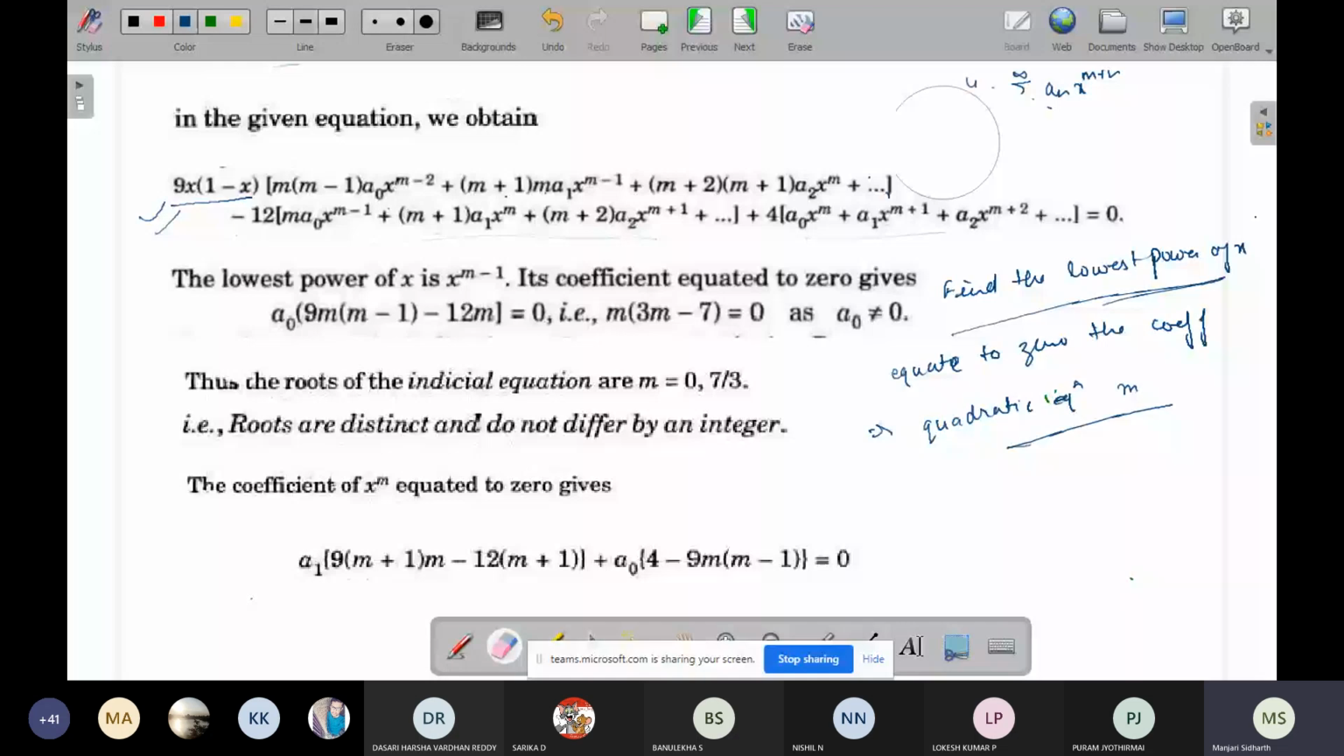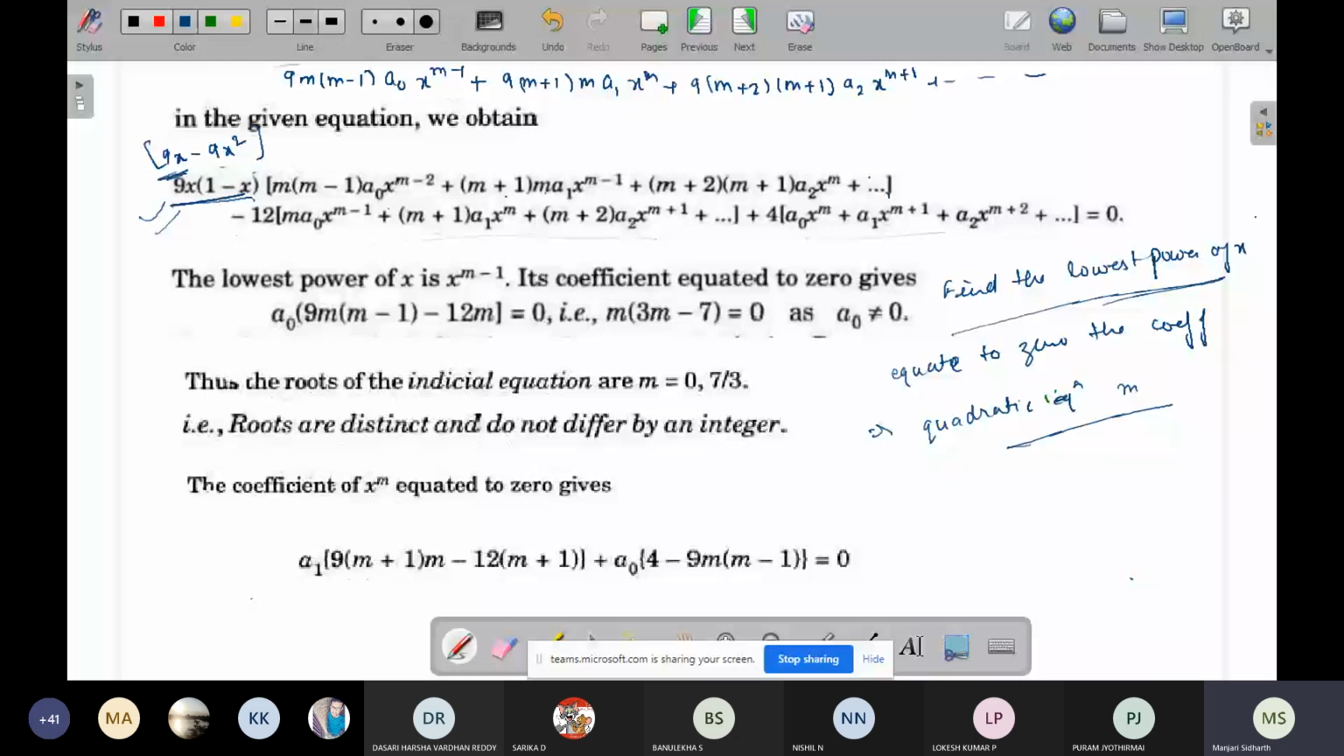So you can write this term as 9x minus 9x square. This term will be multiplied to this. So when I'm multiplying 9x with this, I'm writing here 9m(m minus 1) a naught x power m minus 1, then 9(m plus 1)m a1 x power m, 9(m plus 2)(m plus 1) a2 x power m plus 1. When I'm multiplying 9x with this term, now multiply minus 9x square with this term.